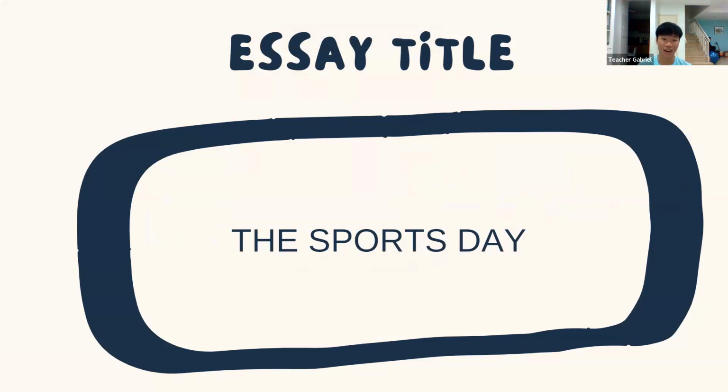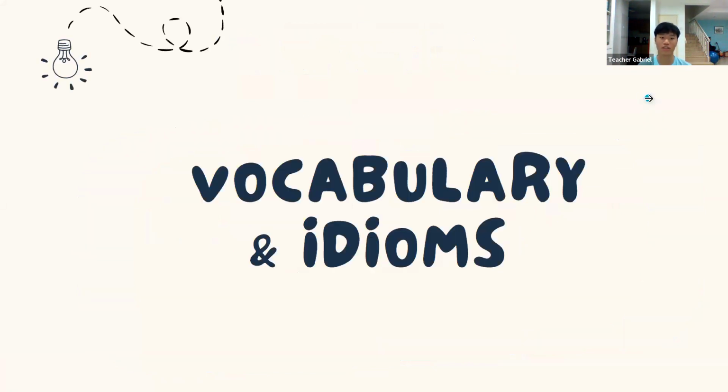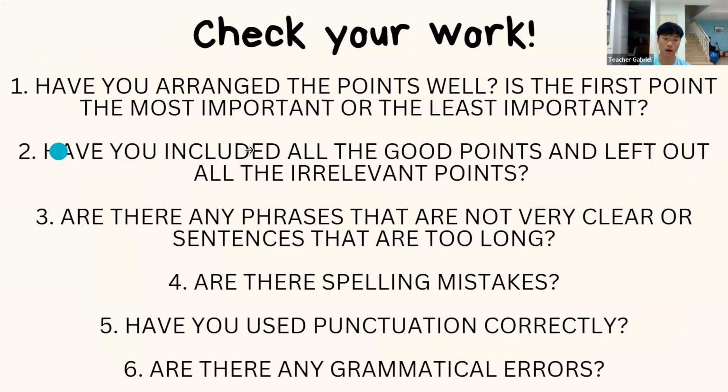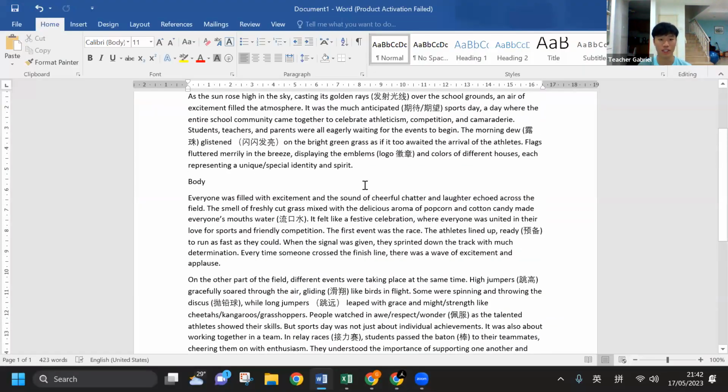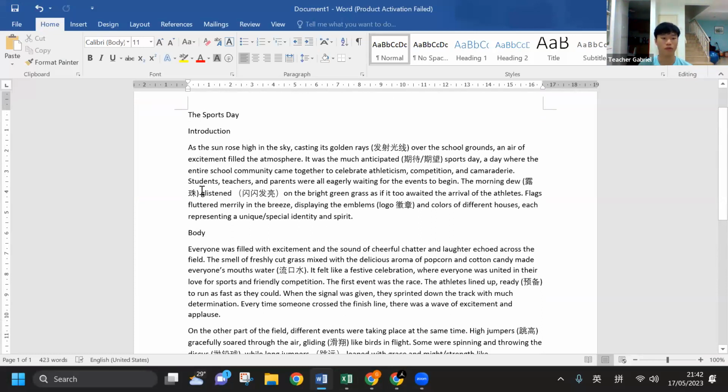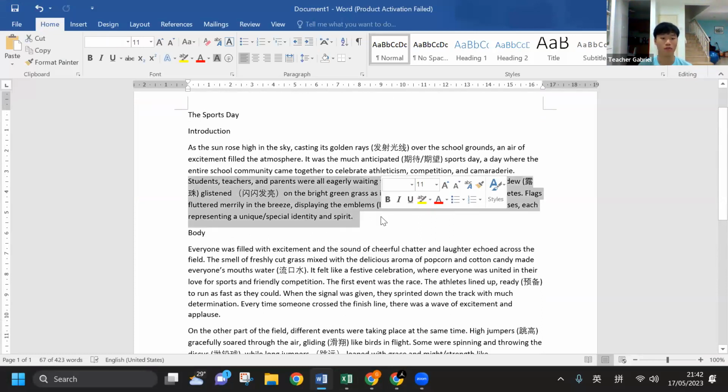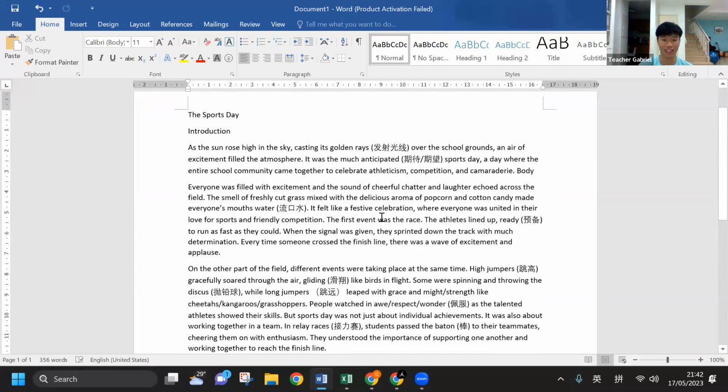Yeah, okay, so our essay title today would be, we did an essay about sports, okay, and I'll teach you about some vocabulary and idioms. Yeah, I think before that I'll say, okay, make sure to check your work lah, okay. Have you arranged the points well, included the good points and left out the irrelevant points? Are there any phrases that are not very clear or sentences that are too long? You can cut short, like just now I said, actually you don't have to add a lot lah, but I added because I want to elaborate as much as possible. But for you all, like for this part, actually you don't have to add. You can just backspace this, and then this would be your introduction already.